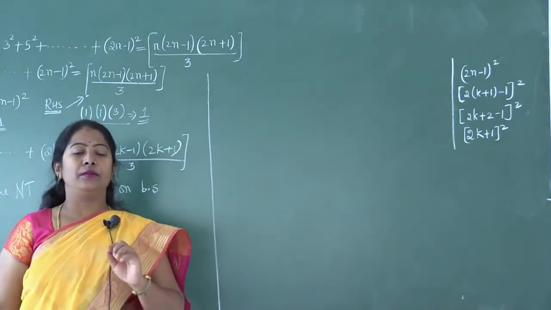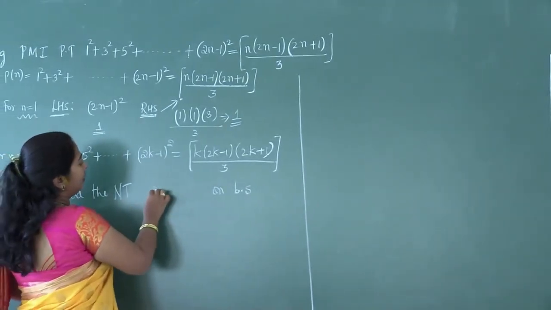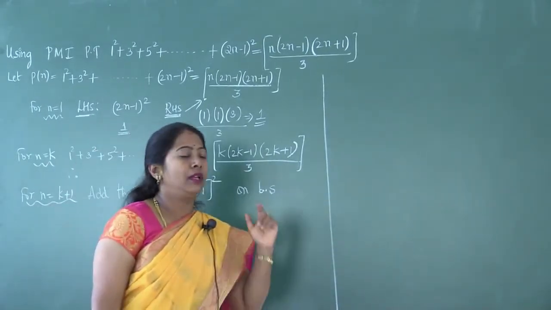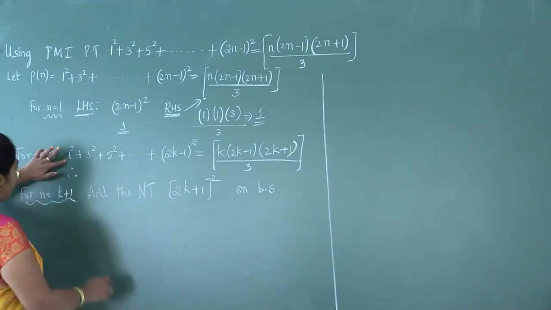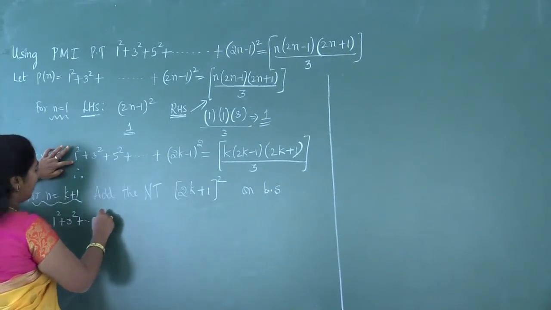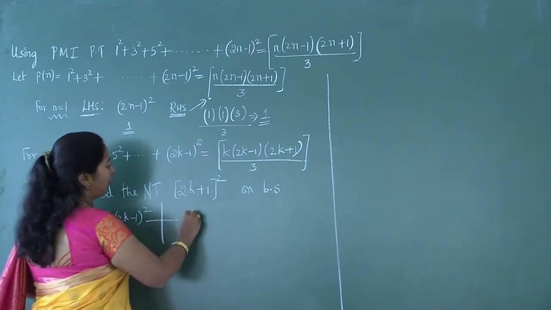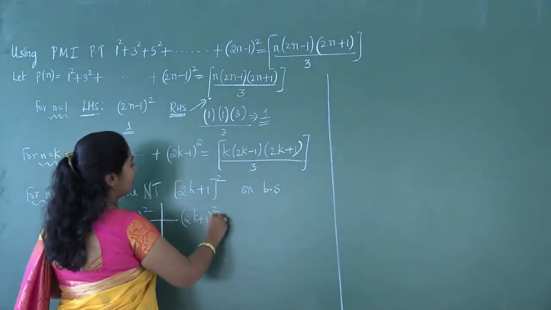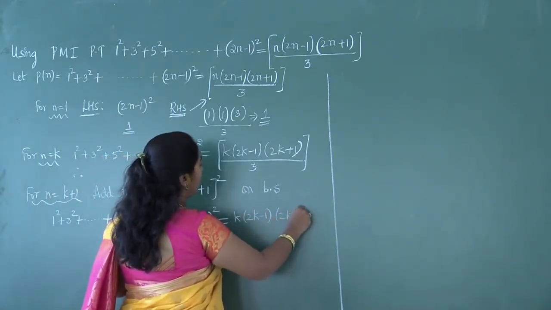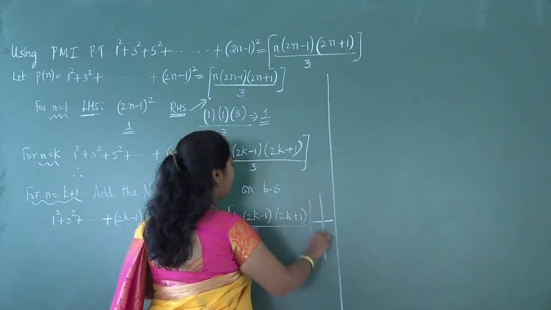So this is the next term which I am supposed to add on both the sides, that is LHS and RHS. So what is the next term here? 2k plus 1 whole square. This is how we find the next term. So what does this step become now? 1 square plus 3 square, and so on, plus 2k minus 1 whole square. Which is the term I'm supposed to add here? 2k plus 1 whole square, which is equal to k into 2k minus 1 into 2k plus 1 divided by 3 plus, which is the term I'm supposed to add again here.